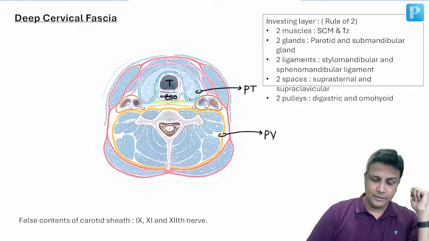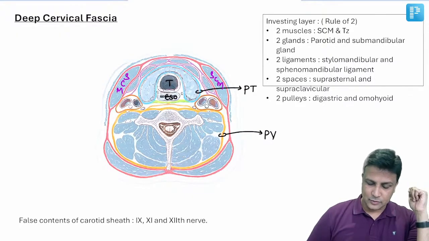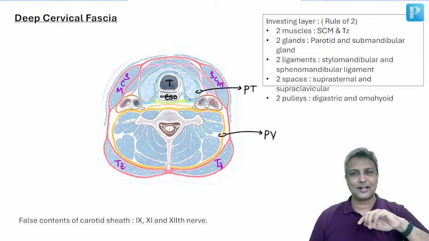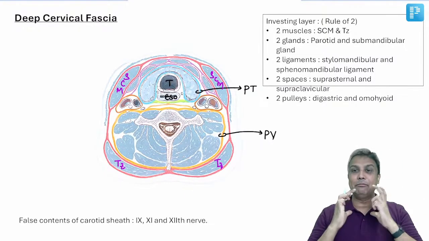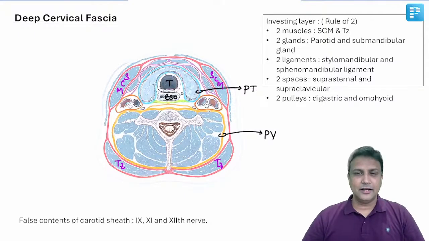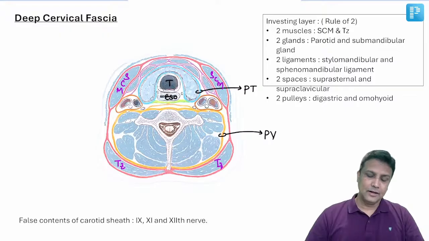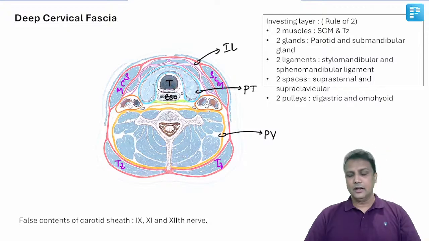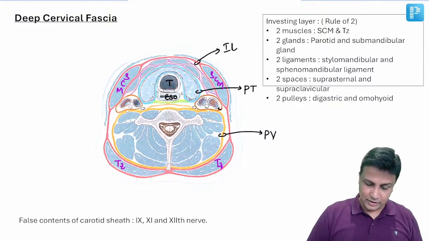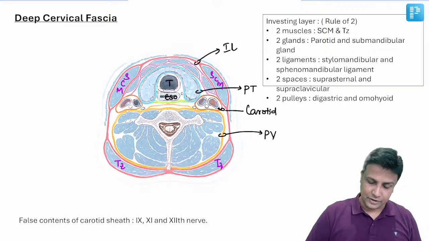Now this muscle here will be the sternocleidomastoid, and this one will be the trapezius. You can see that red colored line surrounding the entire neck like a neck band, and that layer splits and encloses these 2 muscles, sternocleidomastoid and trapezius, and that is referred to as the investing layer. And the last and final, the very famous one, this sheath here is the carotid sheath.